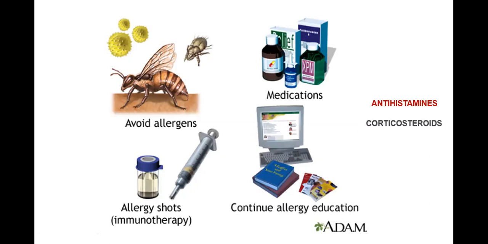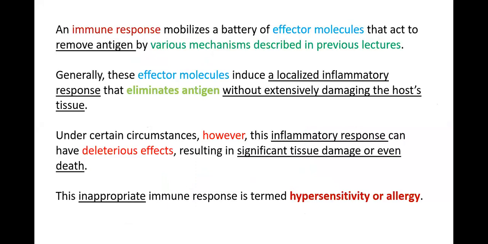But coming to one more recap, you need to talk about 4 types of hypersensitivity reactions. So let's recap the basics again, and in a few minutes I will conclude the class as an introduction. Tomorrow we will take type 1 and type 2. So, back to basics. An immune response mobilizes a battery of effector molecules that act to remove the antigen or foreign molecule by various mechanisms we have already discussed: humoral, cell mediated, T helper, T cytotoxic, B cell mediated, ADCC, inflammation, opsonization.